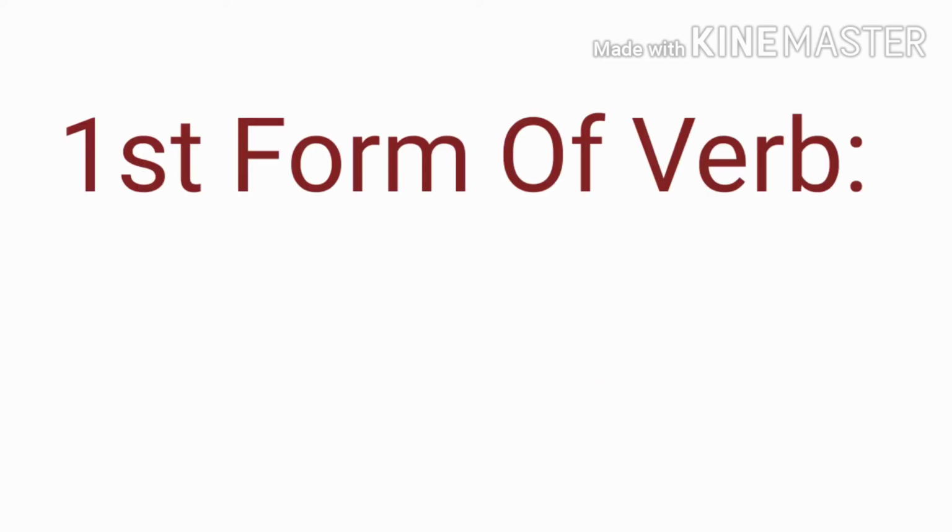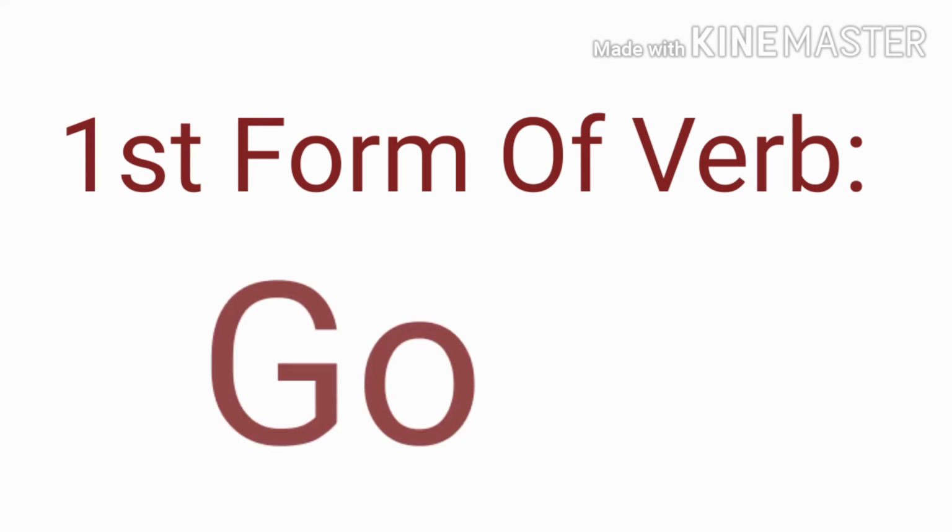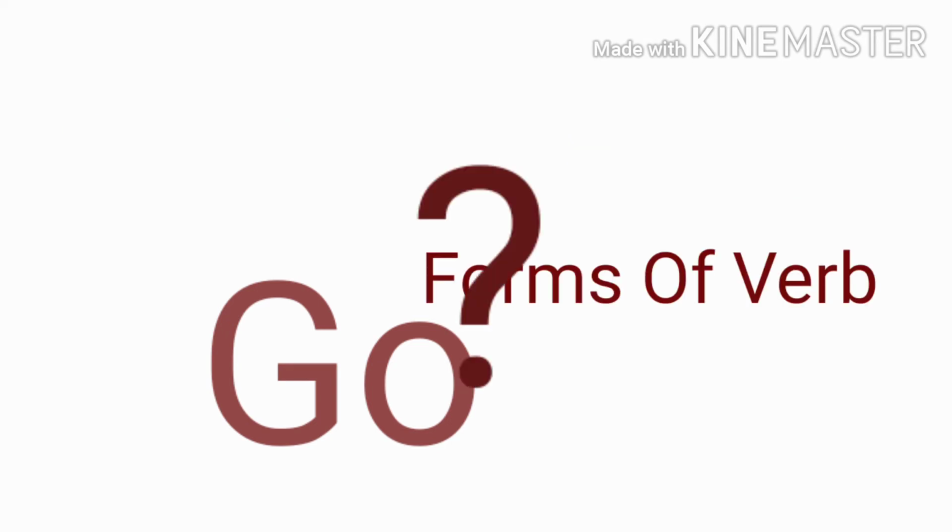Okay, so for example, for the first form of verb, if you take an example, the word go. For go, there are different types of verbs. How to use it, when to use it, and where we have to use that, in this video you are going to learn that. Okay, so without any further delay, let's move on to the forms of verb.